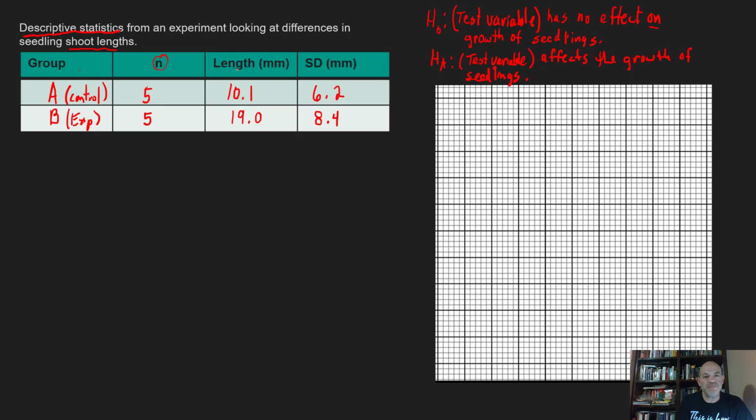This right here is your mean. I forgot to write mean there. It's your mean length in millimeters because they're looking at seedling lengths. The mean for Group A is 10.1 and the mean for Group B is 19.0. And this last column is the standard deviation for the 5 replicates, 6.2 millimeters, and 8.4 millimeters for this one here.